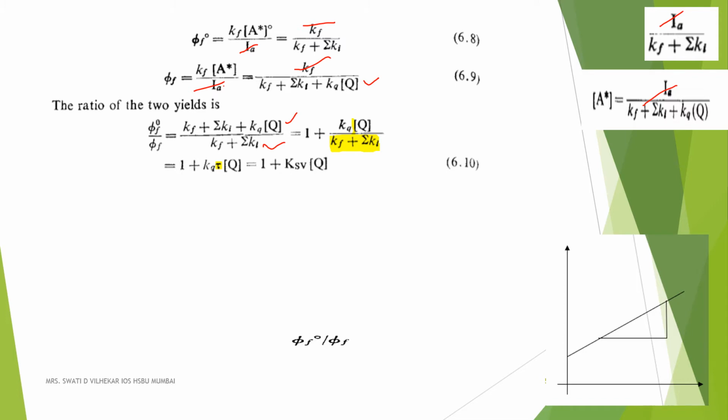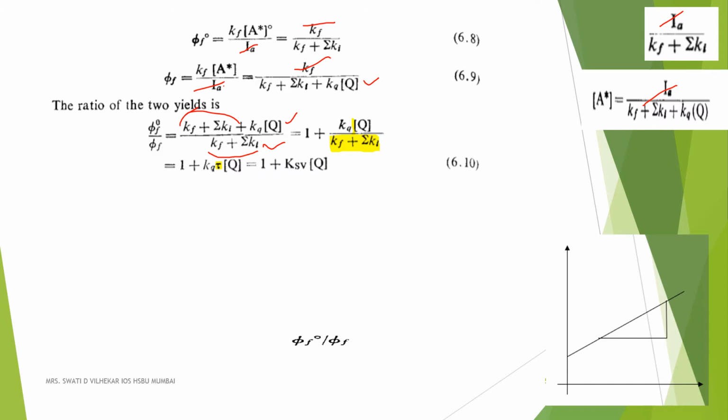Now as you can see, these are summation Kt, these two terms Kf plus summation Kt. So they have just simplified the equation as 1 plus Kq times the concentration of Q divided by Kf plus summation Kt. If you go on solving this again, you will get the same expression. So it is the simplification of the equation.